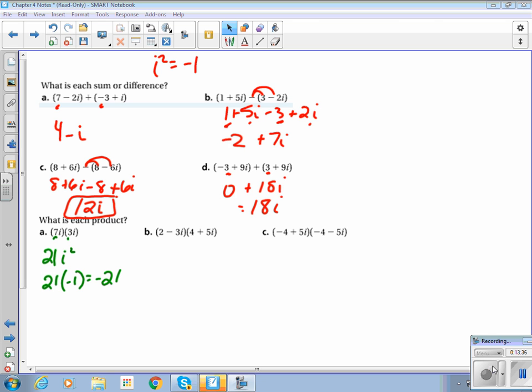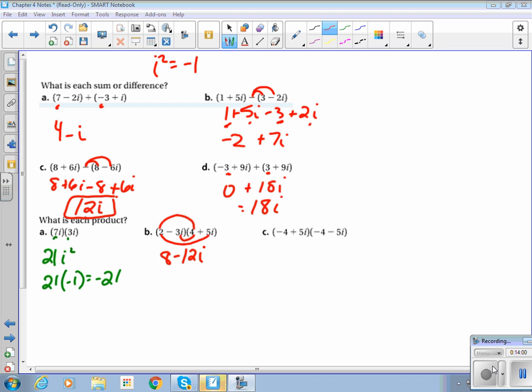Okay? So let's look at these other two questions. If I FOIL these guys out and go 2 times 4 is 8. First inside. -3i times 4 is -12i. So we're just treating the i right now like it was an x. First, inside, outside.